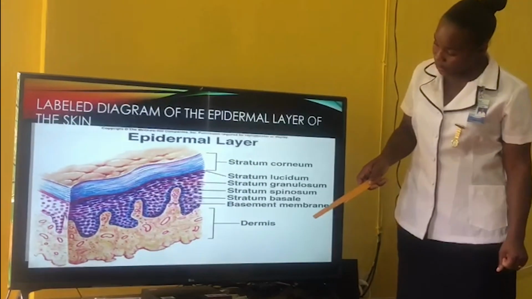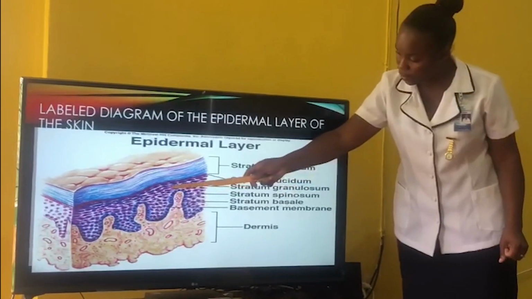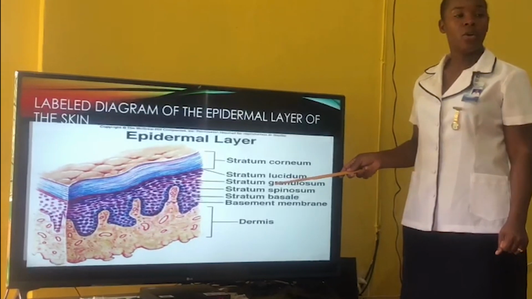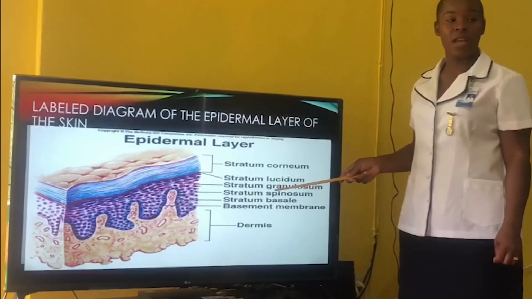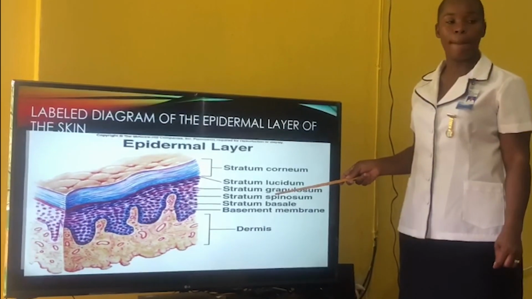Now the next section we'll be looking at is the stratum granulosum, and the stratum granulosum is this area right here. Now the stratum granulosum contains keratinocytes moving towards the skin surface. Its function is that it contains lipids for a waterproof barrier.